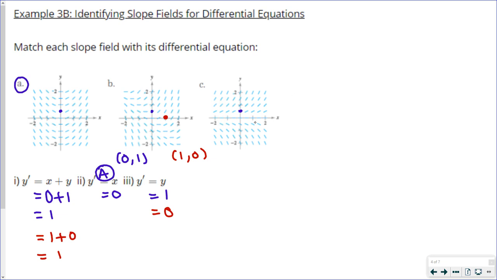So the one that has a 0 slope is letter C. That means that this graph, or this equation, matches letter C, and this graph, or equation, matches letter B. Now you try to match a few.